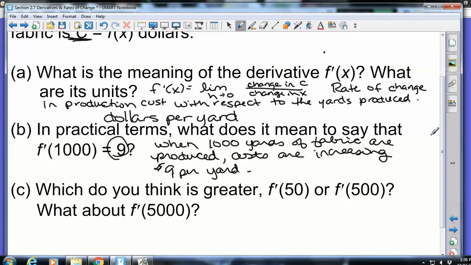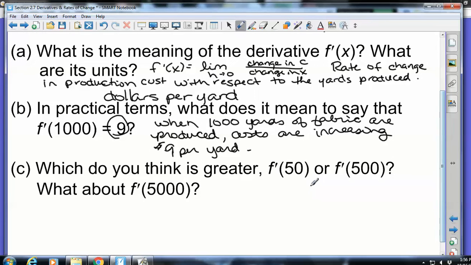Part C. What do you think is greater? Now we really have to think. F prime of 50 or F prime of 500? What do they mean by which is greater? F prime is telling me the rate of change in cost.